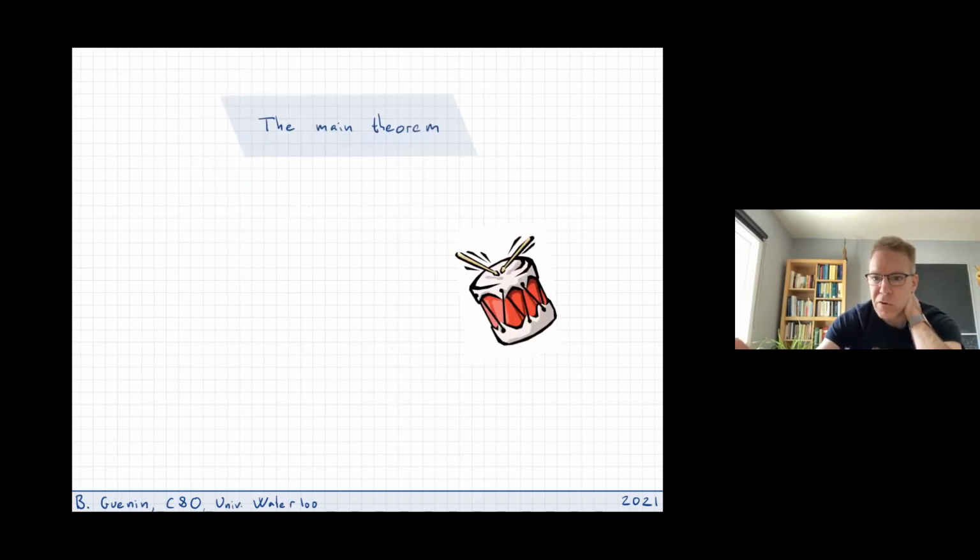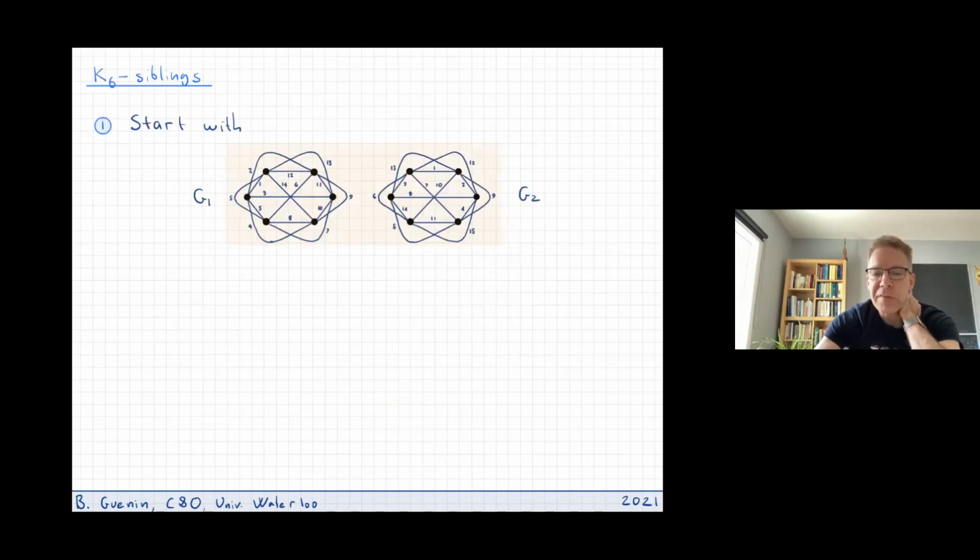All right, so now I can almost tell you the main theorem, but I need to generalize this K6 construction a little bit, just a tiny bit. So I want to talk about K6 siblings. So I start off with that pair G1 and G2, which is a K6 pair, right? And this is an example of siblings there. And I'm just going to allow you to make this family a little richer in a natural way.